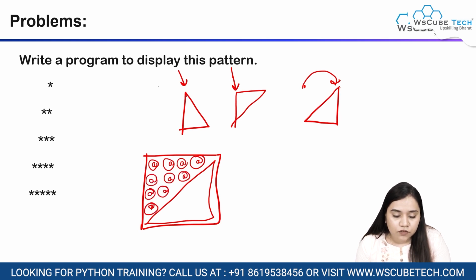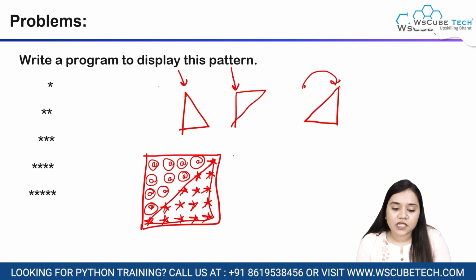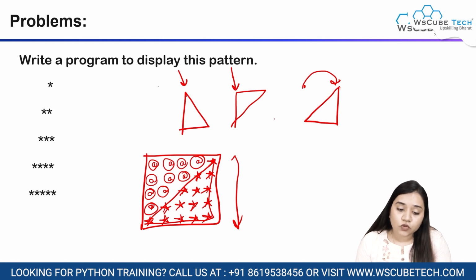That means 1 star will be there, 2 stars in the second row, 3 stars in the third row, 4 stars in the fourth row, and 5 stars in the fifth row. Again, the number of rows is the same, that means there are 5 rows, so we will not make any changes with the i, but with the j we will be making changes. What two changes will we be making? We'll be making changes with the spaces and changes with the stars.